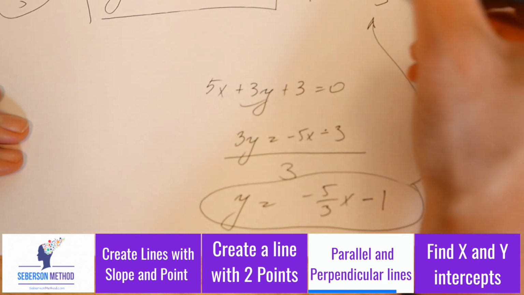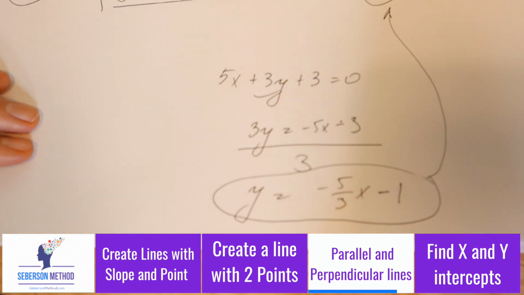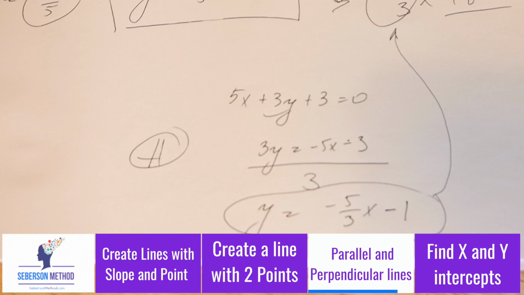This looks exactly like something we were looking for. We were looking for an equation of a line with a slope negative 5/3, and this is negative 5/3. We got lucky. The right answer is A.